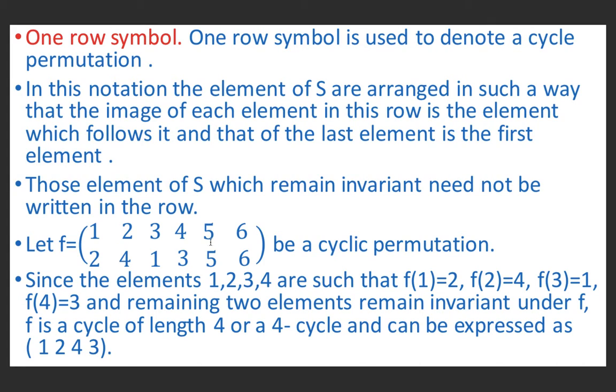But 5 and 6 remain invariant. So, we have not written these elements in the row. So, the given cycle is a cycle of length 4 which contains the elements 1, 2, 4 and 3. We also call it a 4-cycle.